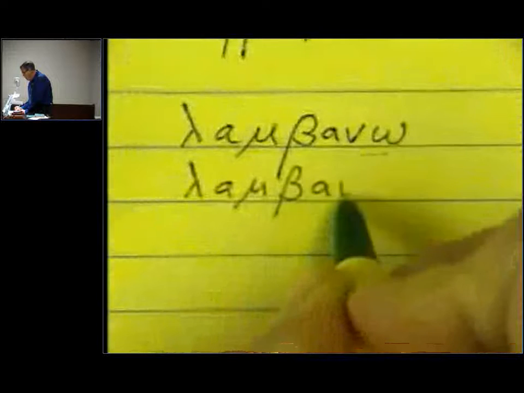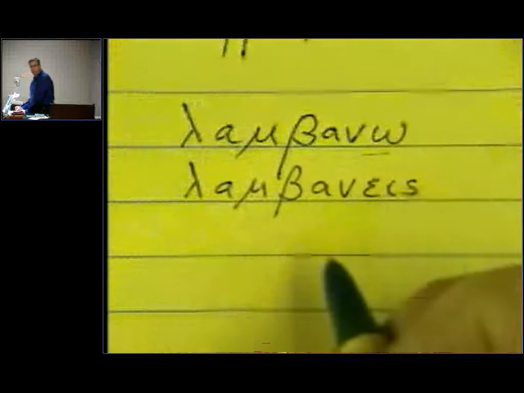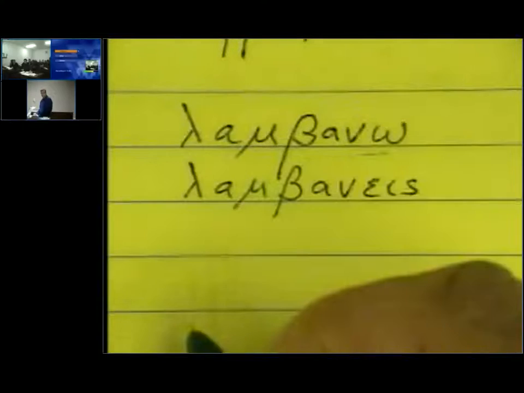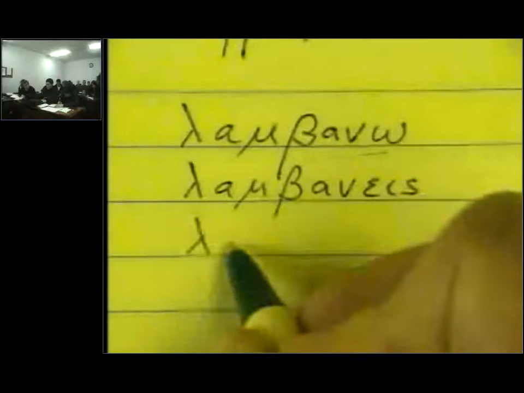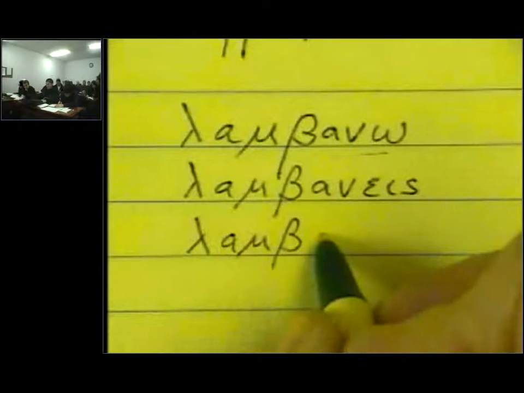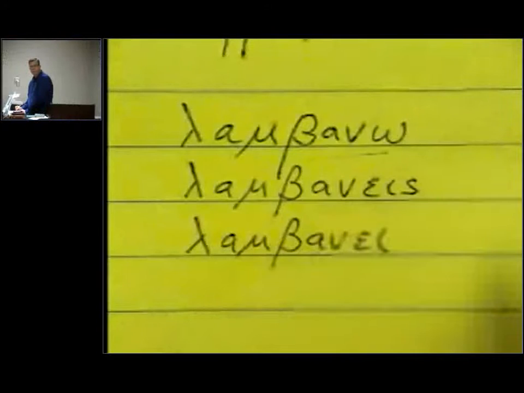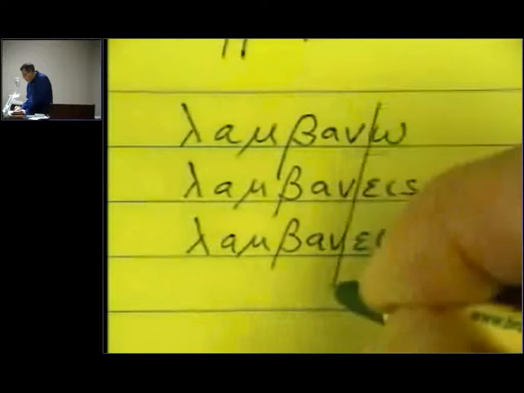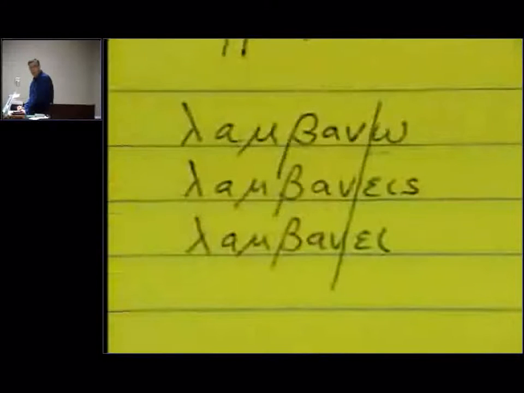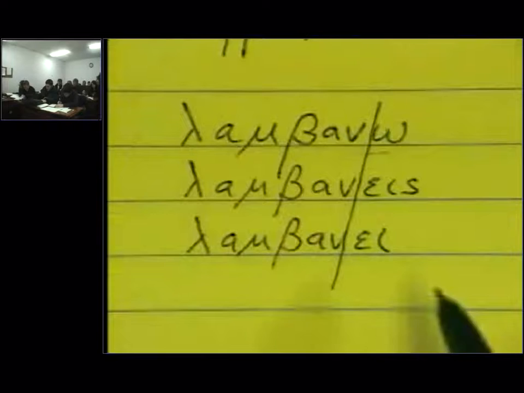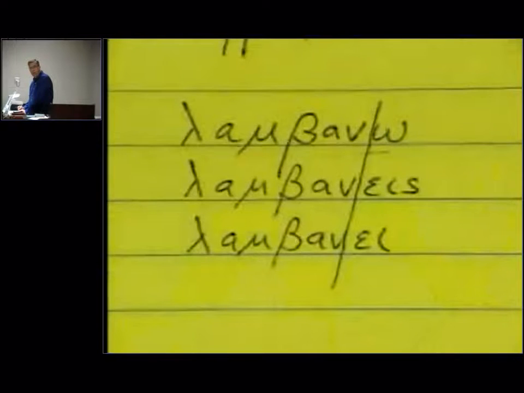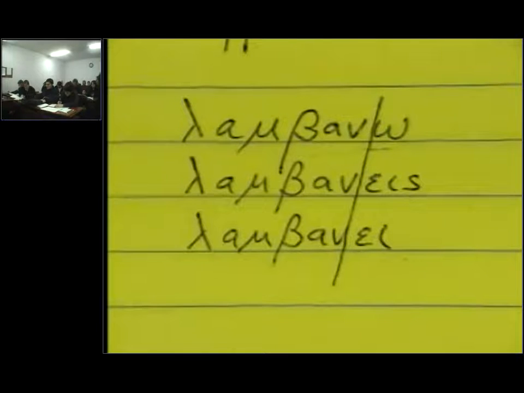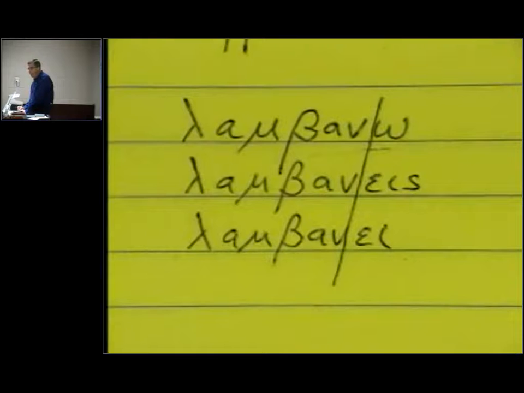All right, now let's write lambaneis. Lambanes. That means you receive. See, our verb stem is right here. Lamban. That's our stem. And we add the endings to change the person. Just like lego, leges, lege, now we've got lambano, lambanes, lambane.